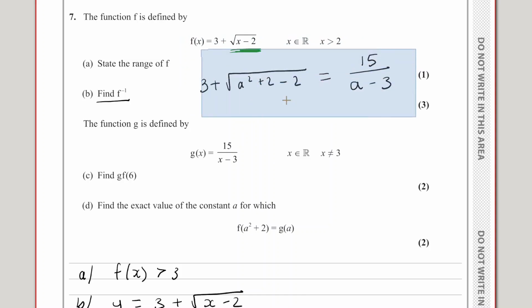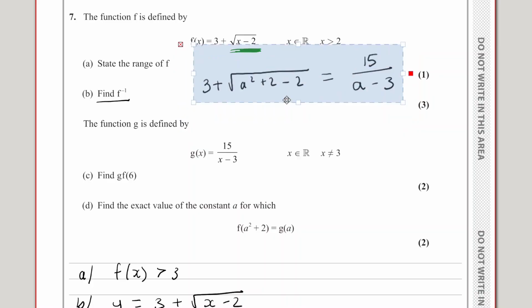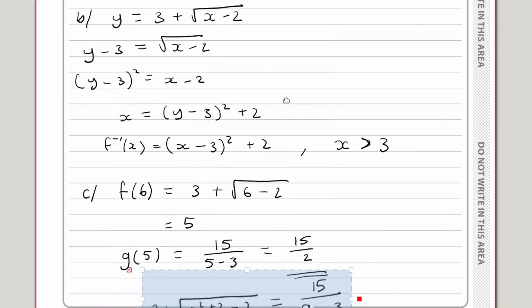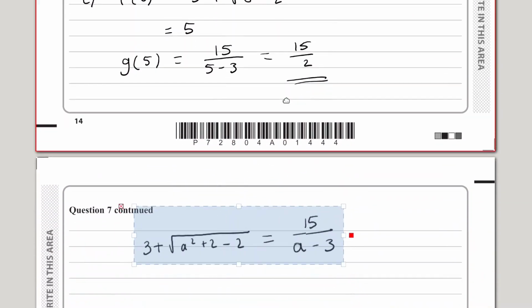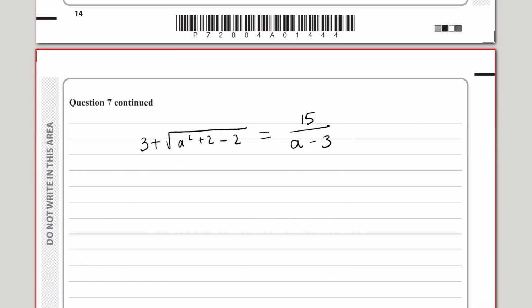So let's pick this up and drag it down. So this is what we have to solve. So our plus 2 minus 2 is going to cancel out. So we're going to have 3 plus the square root of a squared equals 15 over a minus 3. The square root of a squared, that's a. So that's a plus 3.